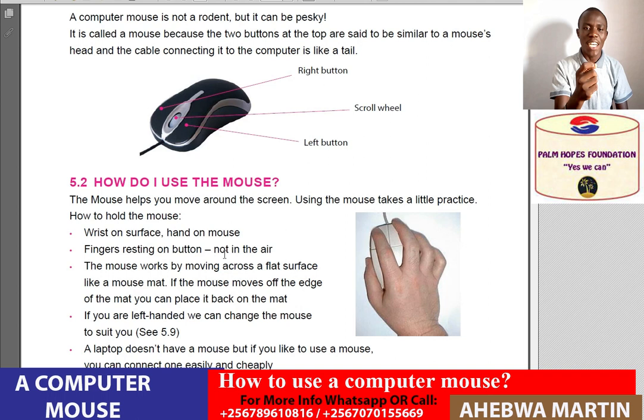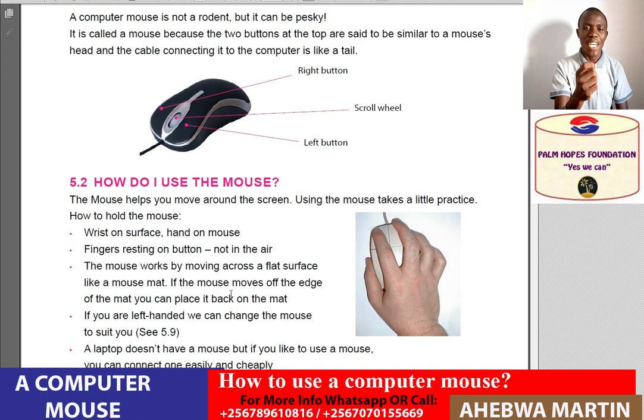You can see that the hand is touching the mouse, whereas the fingers are resting on the buttons. That is the right and the left buttons. The mouse works by moving across a flat surface like a mouse mat. If the mouse moves off the edge of the mat, you can place it back on the mat.